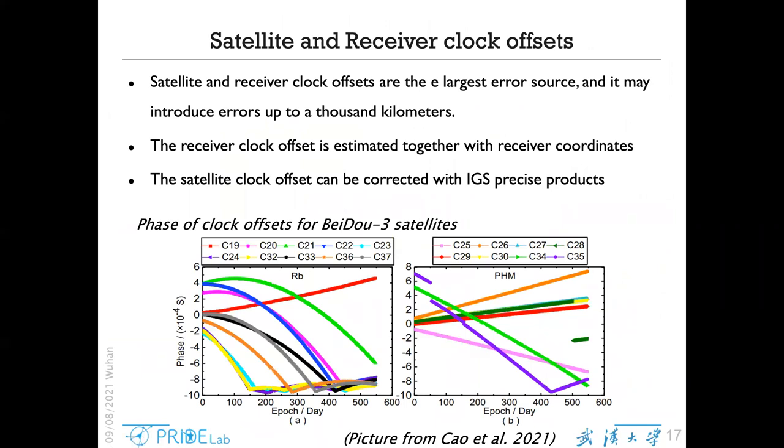These are the errors that are contaminating the PPP processing. So we need to show them here to facilitate the training of the software, because some of the output files are related to these errors. The first one is the satellite and receiver clock errors. The satellite clock errors can be calibrated using IGS products. But the receiver clock errors have to be estimated along with your coordinates and the troposphere estimates, as well as ambiguities.